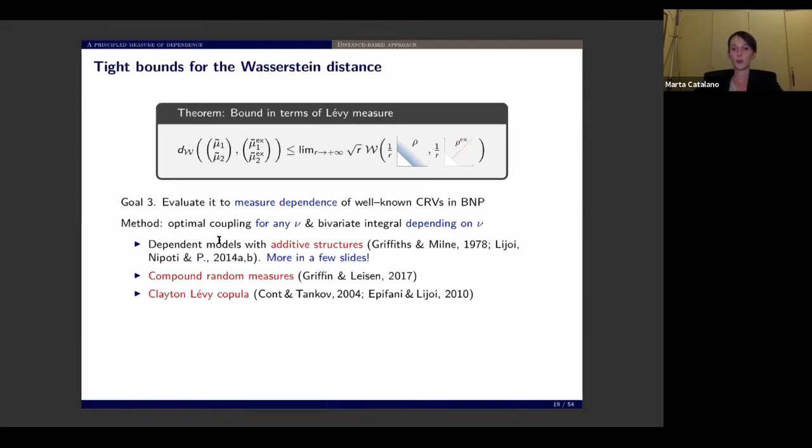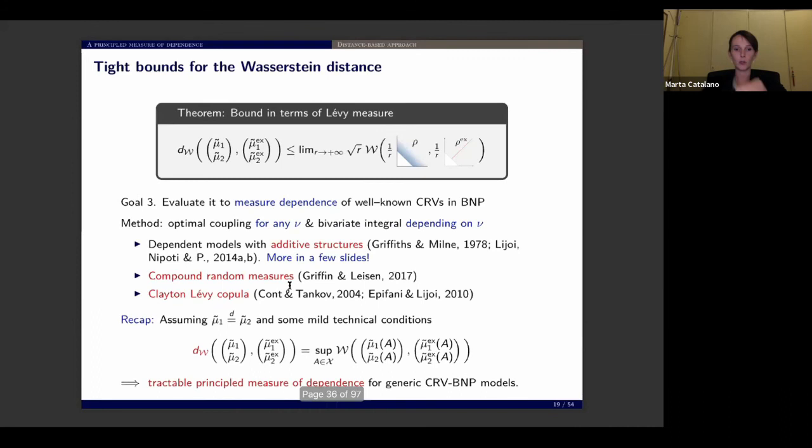So we managed to use our technique to understand the dependent structures in the following situations. First of all, additive structures, and I guess you will hear more about them in a few slides with Igor. Then we managed to treat compound random measures and also Clayton-Levy copulas. So in the next slide, I will give an example with compound random measures.